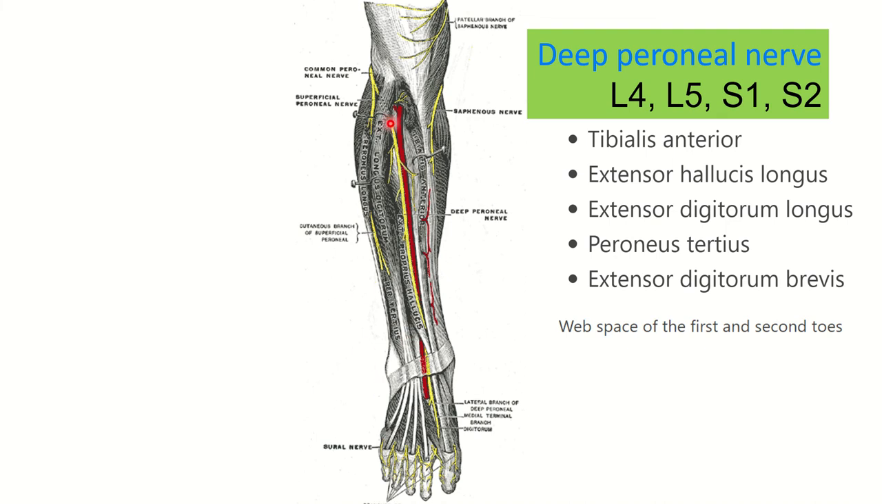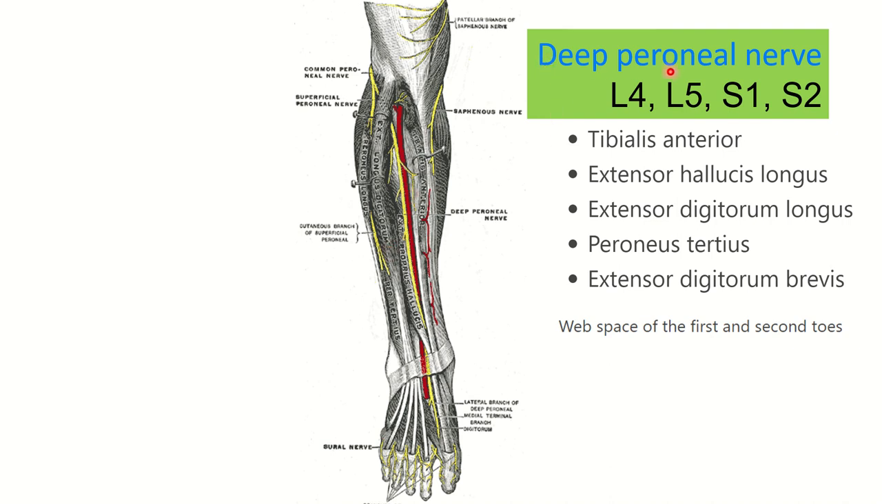We can see here in the anterior compartment there is a nerve, and this nerve is the deep peroneal nerve. The deep peroneal nerve starts at the lateral aspect of the leg, at the neck of the fibula, and it descends down, and it ends in this area in the first web space. And this deep peroneal nerve supplies the anterior compartment of the leg muscles.